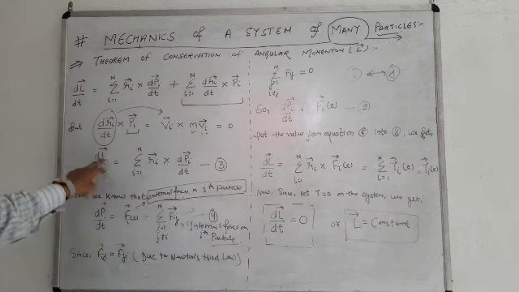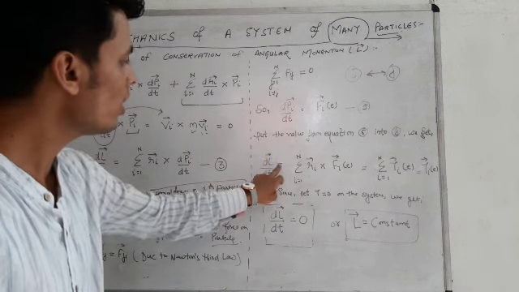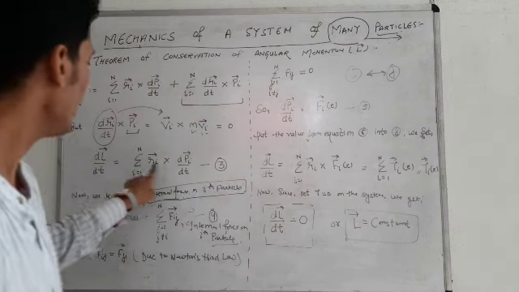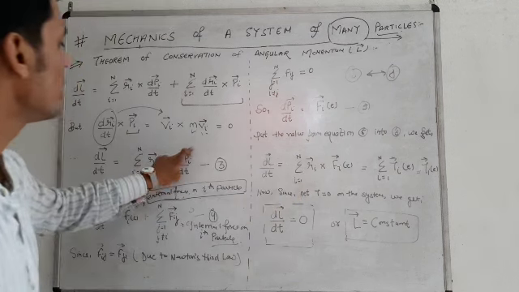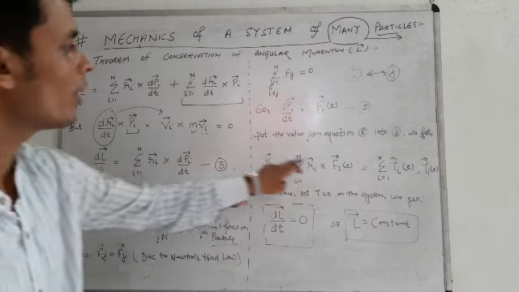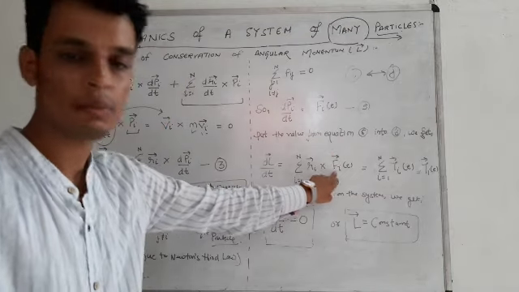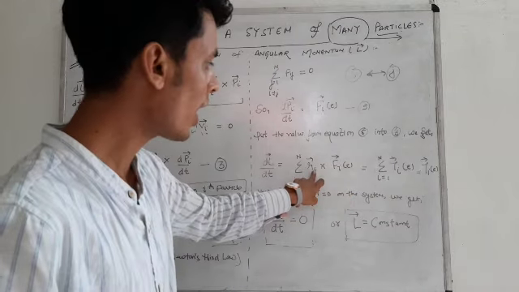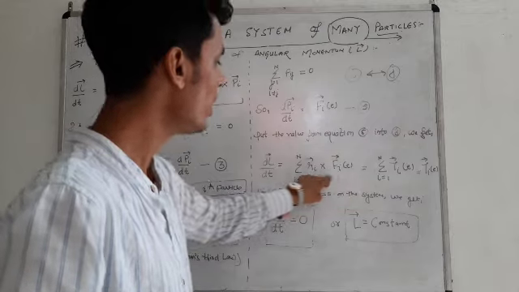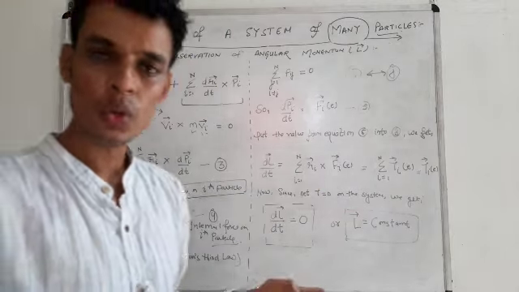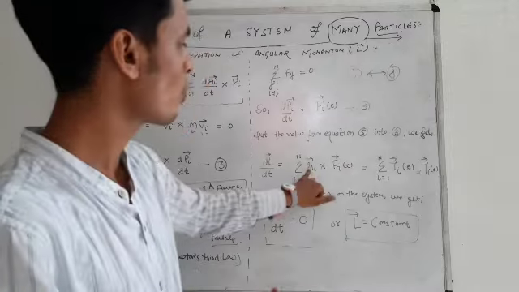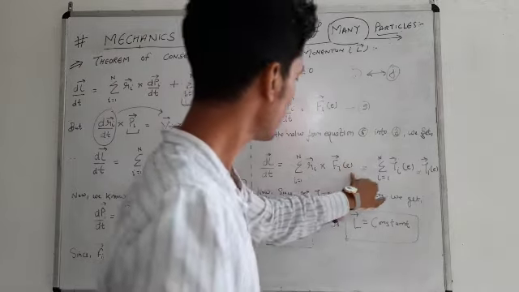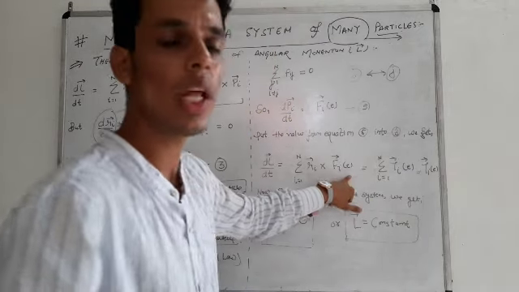What are we going to get? dl upon dt is equal to summation i equal to 1 to n, ri cross product. In place of dpi upon dt, we have put fi, the external force. So now we have ri cross product with fi. We know that when we multiply force with its position vector, ri cross product with fi, it will be equal to torque. So this term will be equal to the torque on the ith particle.